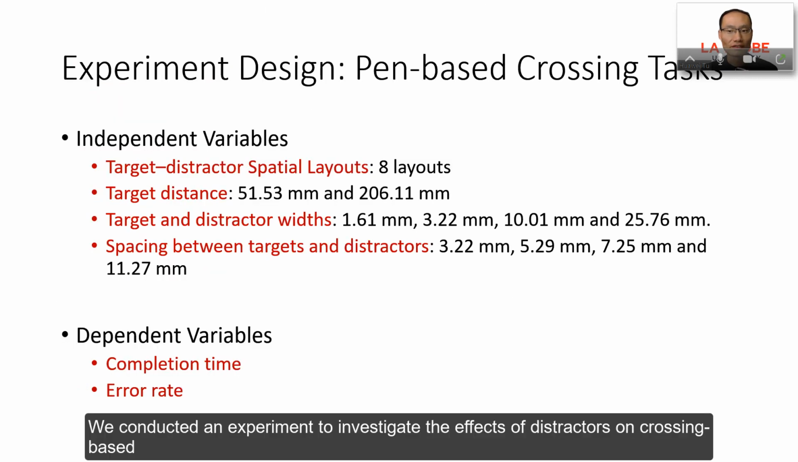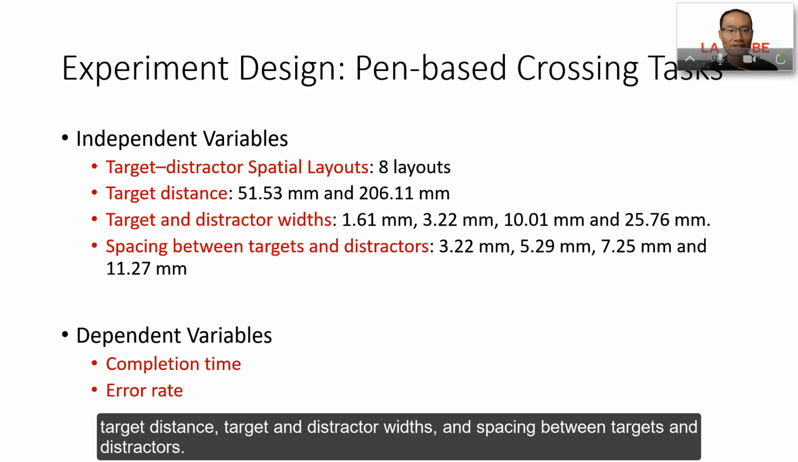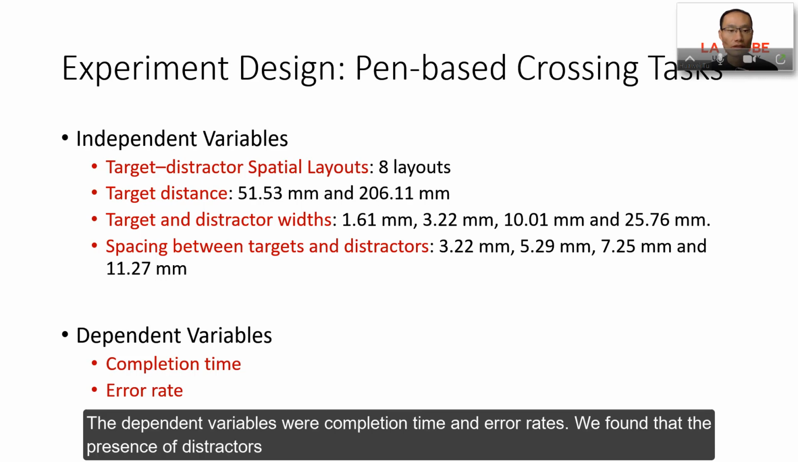We conducted an experiment to investigate the effects of distractors on crossing-based interaction. The independent variables were target distractor spatial layouts, target distance, target and distractor width, and spacing between targets and distractors. The dependent variables were completion time and error rates.